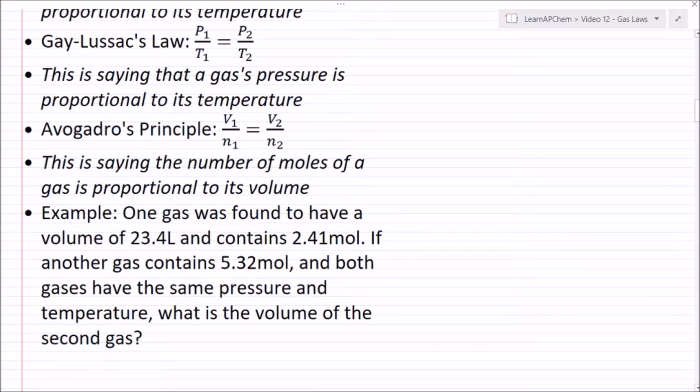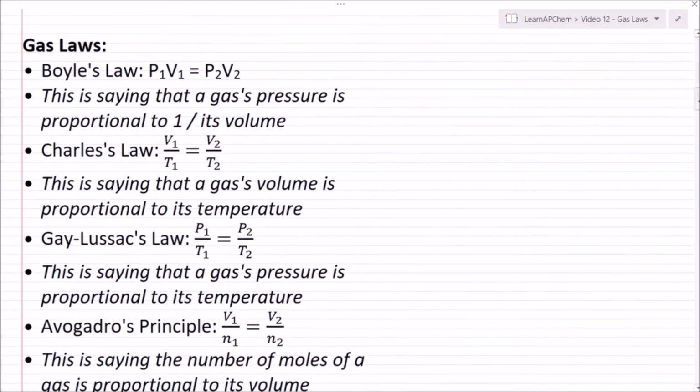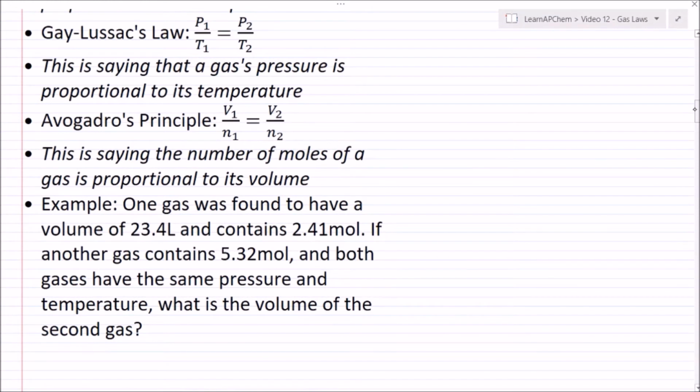Before I get going here, this note I have here, same temperature and pressure, is important because all of these up here are assuming that the variables not included are the same. So for Charles's law, we're assuming that our pressures are the same. Here in Gay-Lussac's law, we're assuming that V is the same. So that's just an important note. But in most of these questions, if it's not explicitly mentioned, you can assume that they have the same temperature or pressure or whatever.